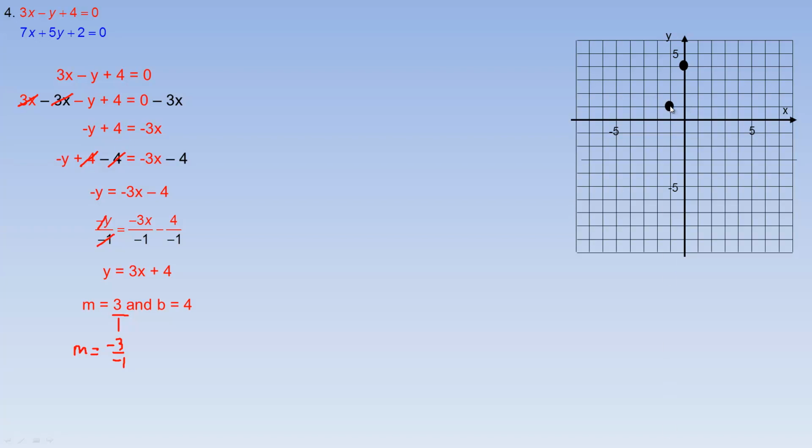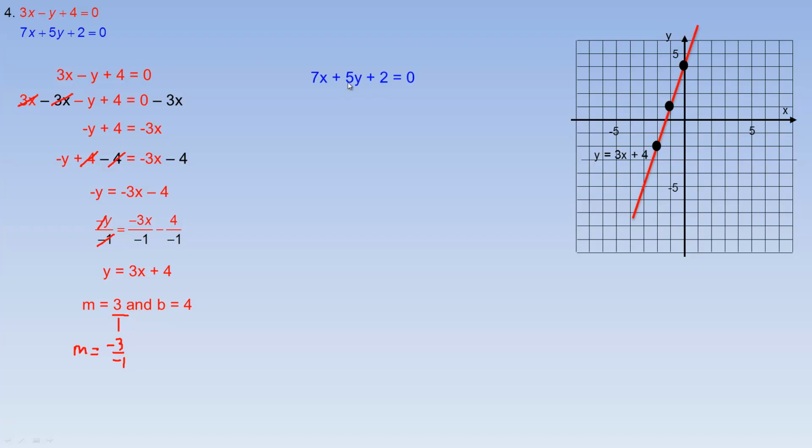So it'd be a point right there. 1, 2, 3 over 1, there's another point there. So there's my line. There's a couple points to graph, and of course that's the equation right there, y equals 3x plus 4. So now let's do the blue one here.